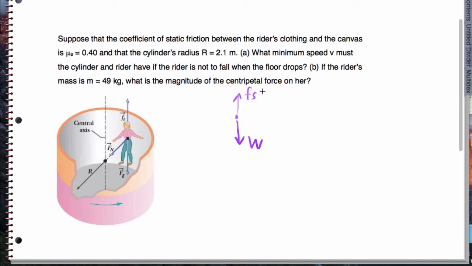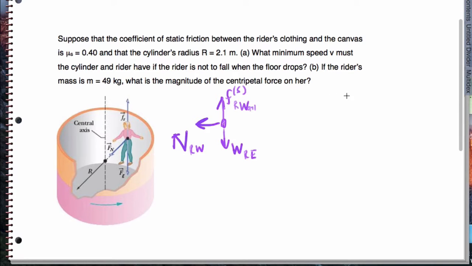For the static friction force, here's what I'm going to say. I'm going to label this a little bit more carefully. So I have the static friction force on the rider due to the wall. I have the weight of the rider due to the earth, and I have the normal force on the rider due to the wall. So let's set up our equations.